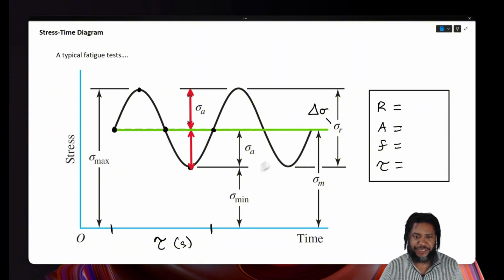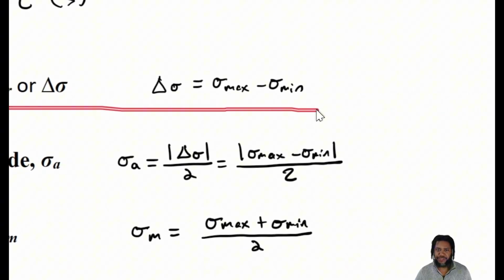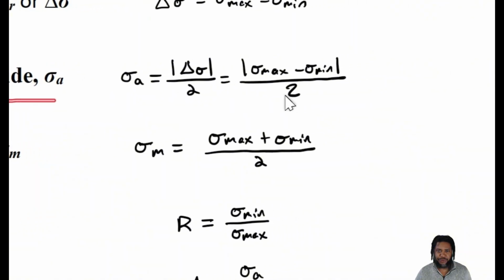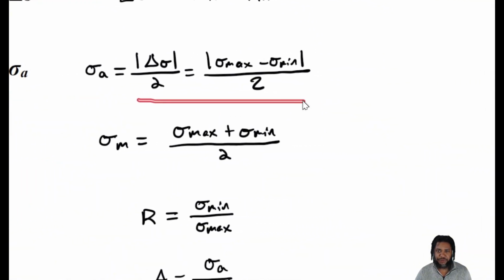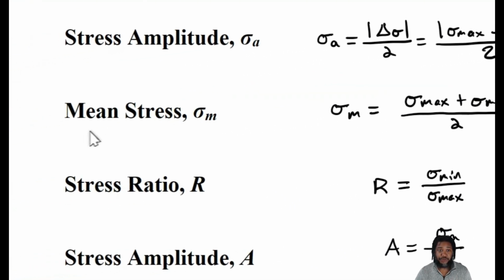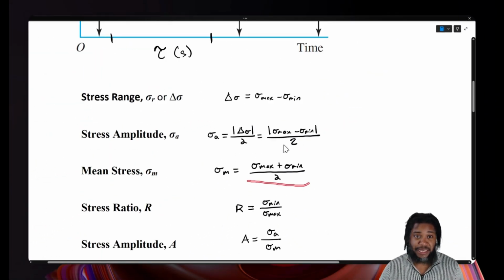Now, mathematically, these can be expressed pretty simply, where the stress range is max minus min. The stress amplitude is the range divided by 2, so the magnitude of the max minus the min, divided by 2. The mean stress is the max plus the min, divided by 2. And so we've got our stresses pretty much laid out.